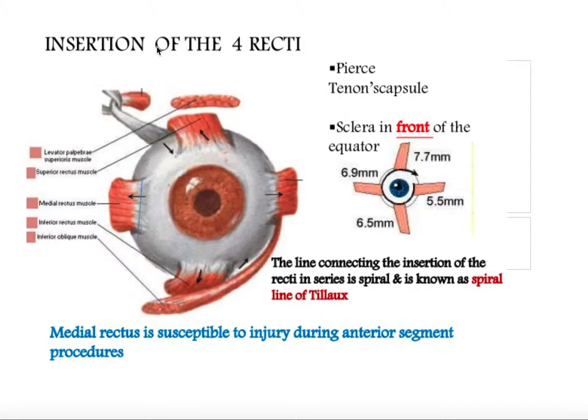So the extraocular muscles include the superior rectus, medial rectus, lateral rectus, inferior rectus, and of course inferior oblique. And these pierce the tenon capsule, and they pierce the sclera in front of the equator. So if this was the equator halfway along the eyeball, these extraocular muscles pierce it in front, this way. The line connecting the insertion of the recti is known as the spiral line of Tillaux.